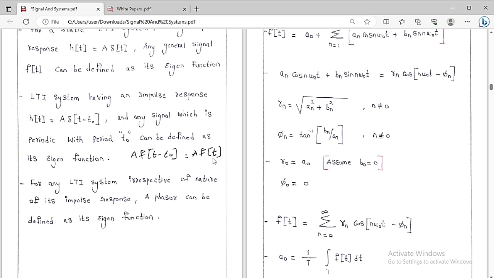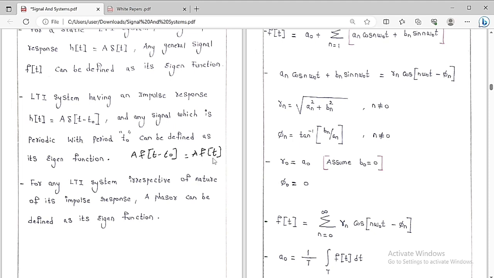So therefore, we can say the output is a scalar multiple of the input. Suppose a system has the impulse response h(t) = a δ(t − t0), then all the periodic signals with a period of t0 are said to be the eigenfunctions for this LTI system. Listen carefully. Suppose there is some LTI system whose impulse response h(t) is a δ(t − t0). Then, if you take an input which is a periodic signal with period t0, we can say that is called the eigenfunction. So all the periodic signals of period t0 are called the eigenfunctions for this system.